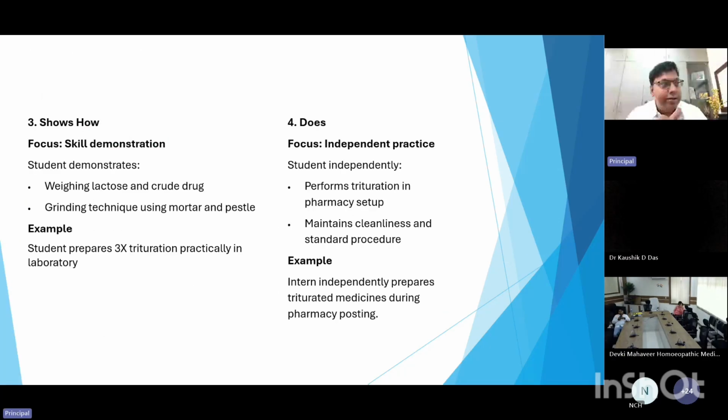Then third stage is shows how. Now the student should be able to demonstrate weighing lactose and crude drug, grinding techniques using mortar and pestle. Example: student prepares 3x trituration practically in the laboratory. So this part comes under shows how. So these are different competencies which the student is required to acquire and learn during his PG course. And the fourth stage is does.